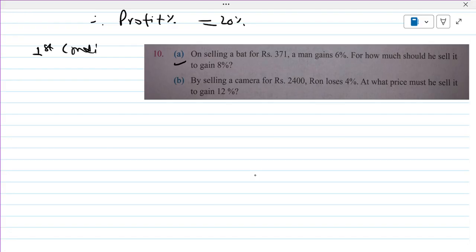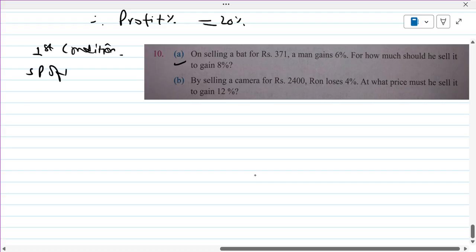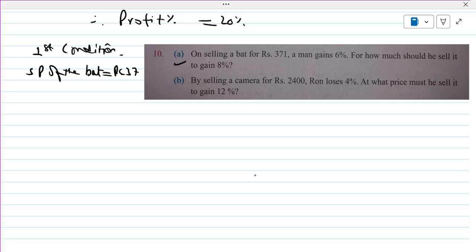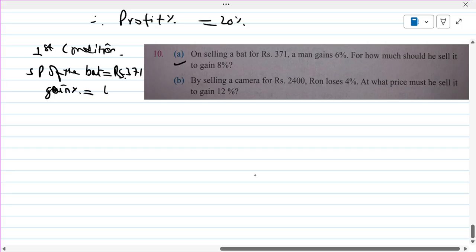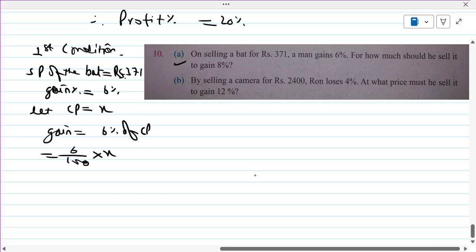First condition: the selling price of the bat is rupees 371, and there's a gain of 6%. Now we have to find the cost price, so for that we'll suppose CP equal to X. Once we suppose CP as X, go for finding gain, that is 6% of CP. So 6 divided by 100 into CP, X.